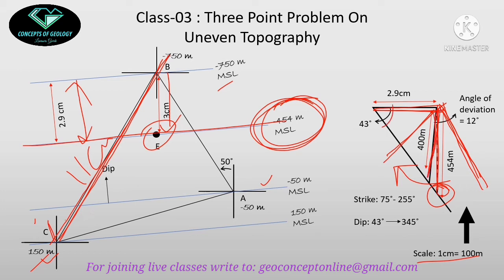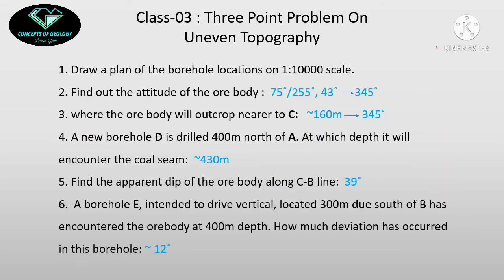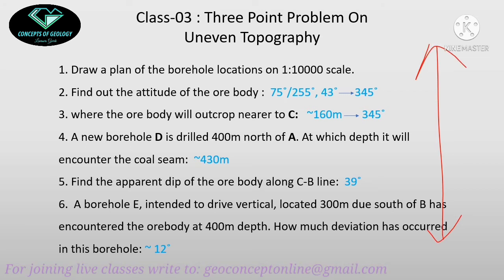Okay, this angle will definitely be 43 degree because we are drawing this on a true dip section. Okay, now clearly measure this small angle as the angle of deviation. Okay, so this is the angle of deviation. This will be near about 12 degree. So this is the entire solution of the problem given. Okay, take a screenshot of these answers, and try to solve the problem on your own.